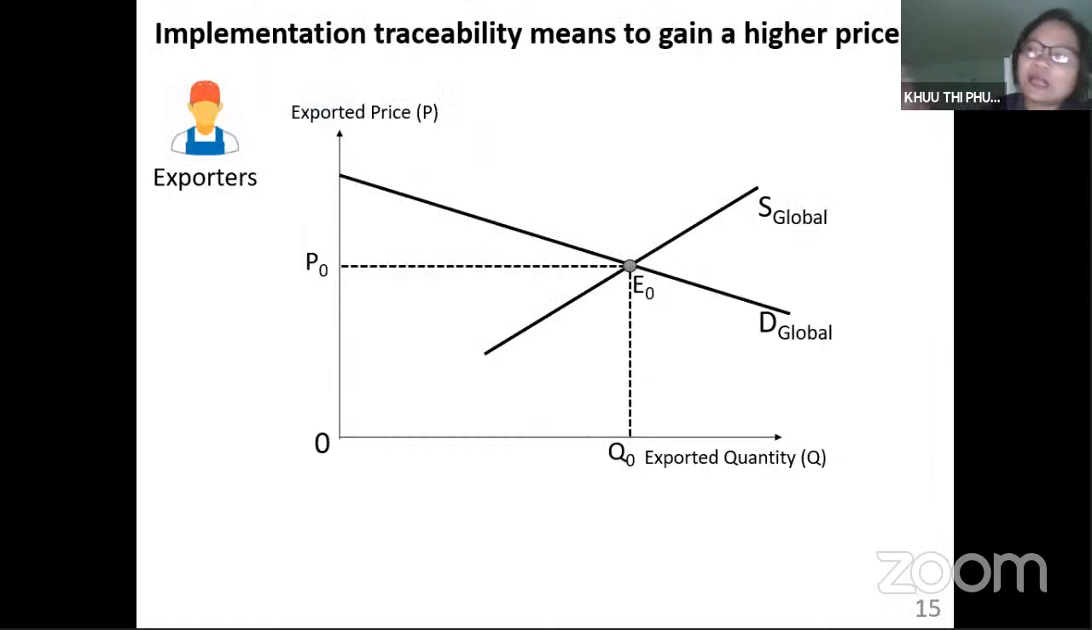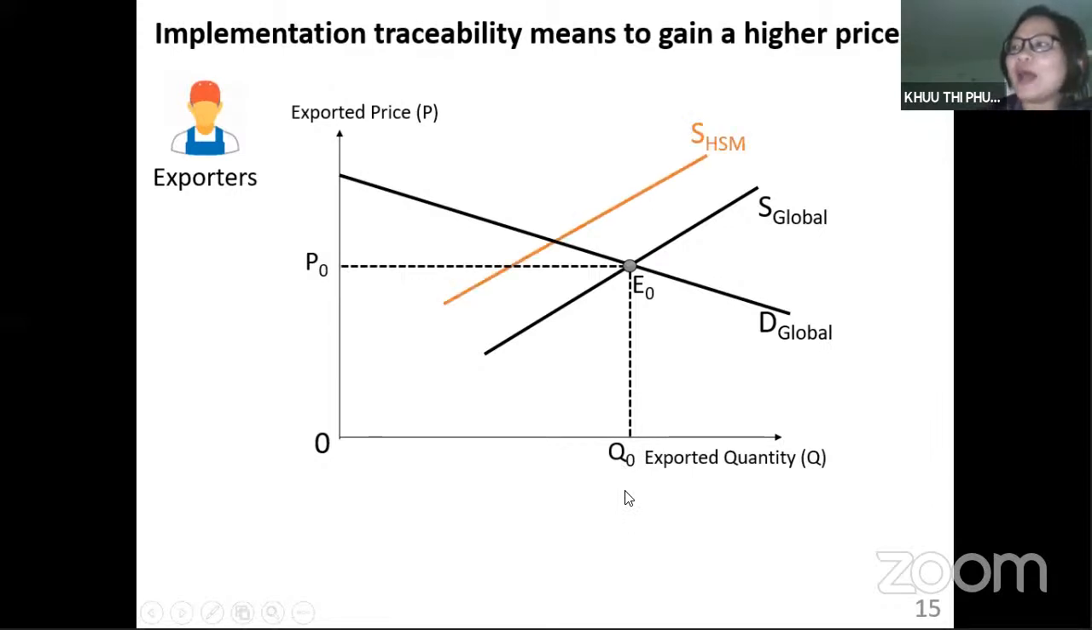Okay, and let's see a very simple figure. This is the demand curve, demand for seafood product. The S curve describes the supply curve of seafood product in the world. Very economic, but very simple. Here's the price. P represents the exported price, and Q represents the exported quantity.